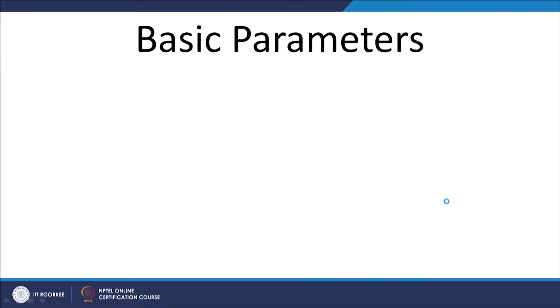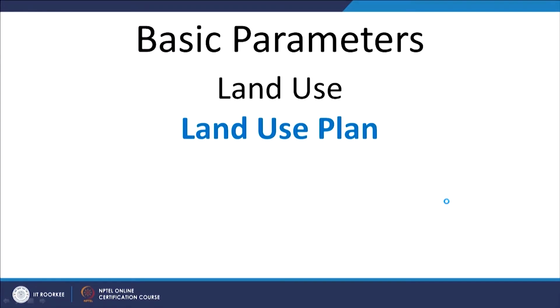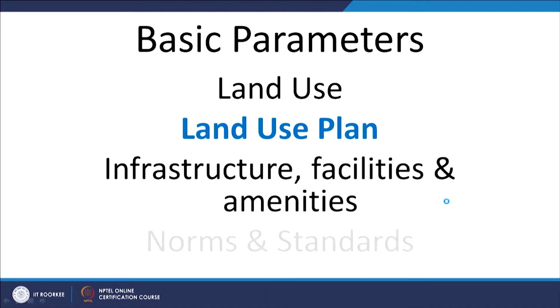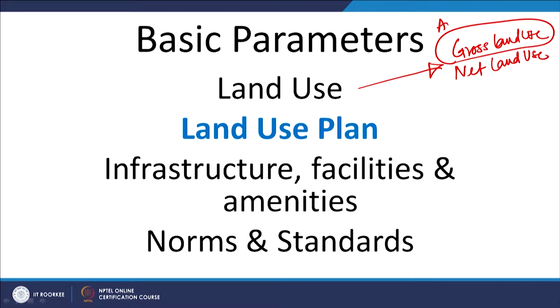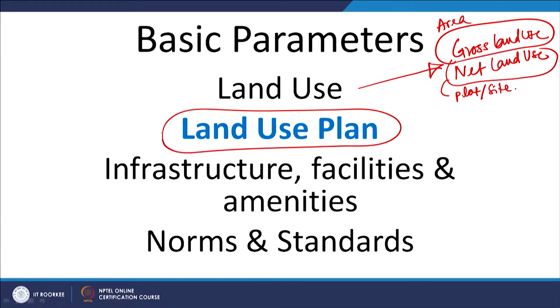Now, within this framework there are a few parameters which we discuss. First is land use, then land use plan, infrastructure, facilities, amenities, and norms and standards. In some earlier discussion we covered land use, where we discussed gross land use and net land use. The gross land use gives land use at the area level, and net land use denotes land use at the plot level or site level. For a city, a land use map or land use plan shows various gross land uses, where minute land uses are not highlighted, whereas when you make an area development scheme or local area plan, we sometimes show plot level or site level land uses also.